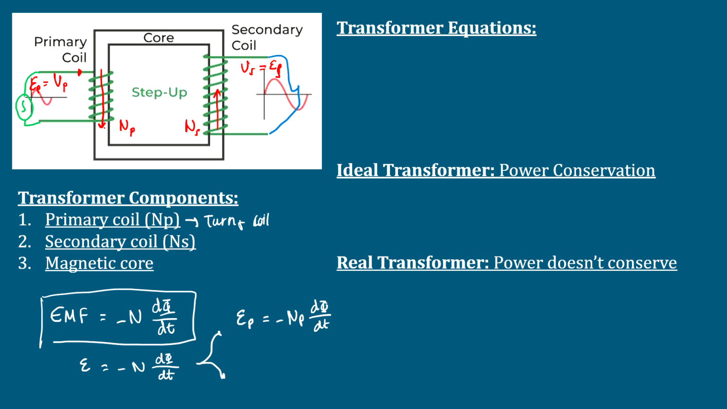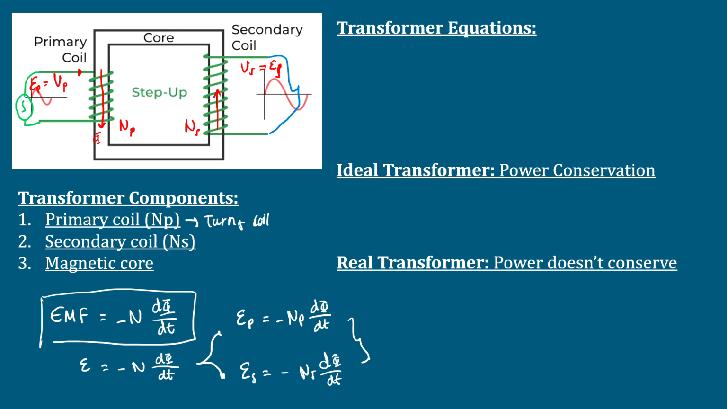When we have this magnetic flux, the magnetic flux will be the same, both on the left side and on the right side. So we just write that d phi per dt is the same in both sides. So epsilon p is equal to this, and epsilon s is equal to minus ns d phi per dt as well.